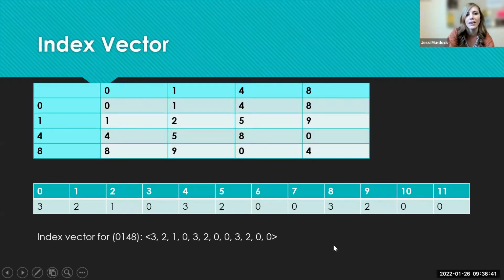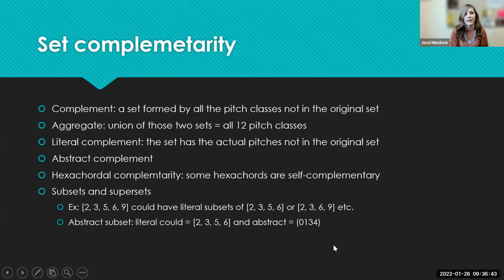Okay, next we're going to talk about set complementarity. These are too big of words to say. A complement is a set that's formed by all the pitch classes not in the original set. So if you take the original set and its complement, you would get an aggregate. Altogether they would have all 12 pitch classes.